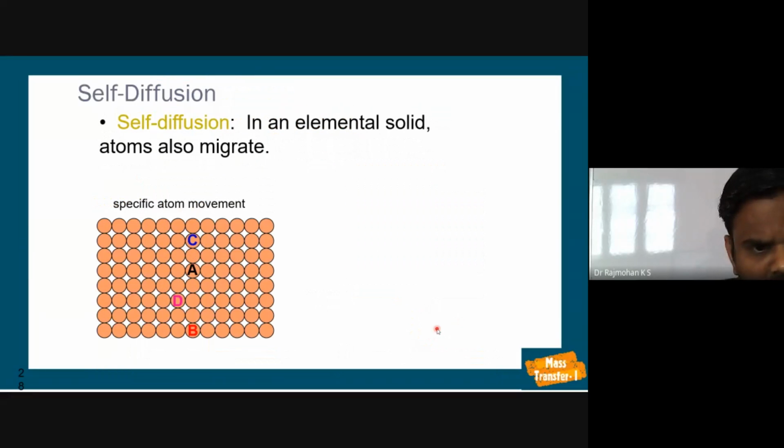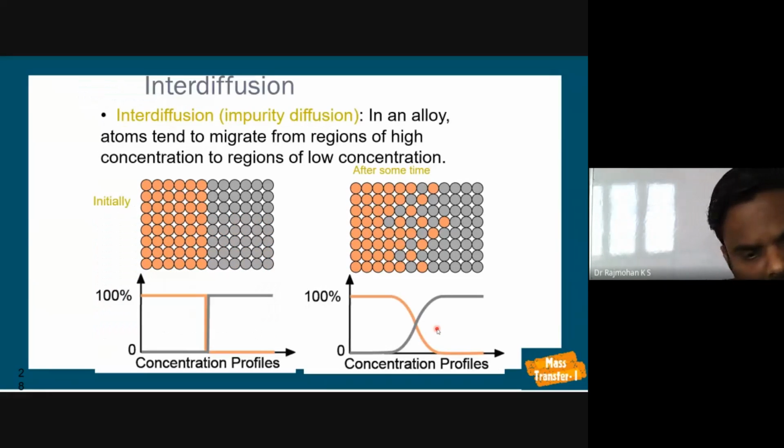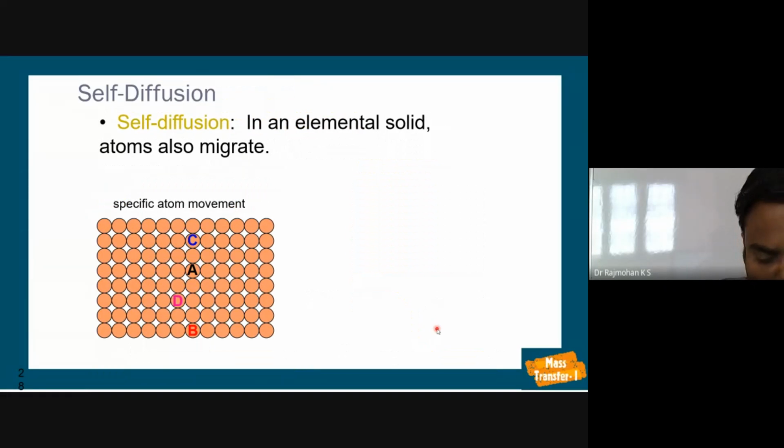And there is another diffusion, called self diffusion, which happens within the same material. Here we are talking about a bimetallic alloy, an alloy of two metals, where this type of diffusion takes place. What happens in self diffusion is that it is a pure element, pure atoms, and there is still movement of atoms. For example, in a solid element, atoms also migrate from one place to another. If you tag the people, it is like tracking the movement of four students. Somebody sitting in the front row C, somebody in fourth row A, somebody in sixth row D, somebody in eighth row B.